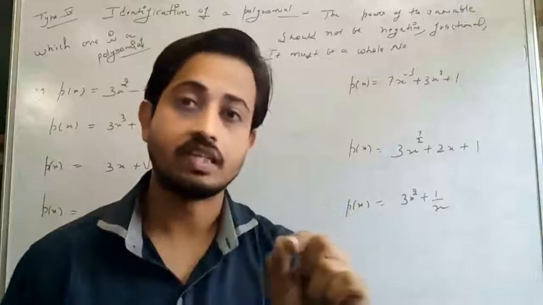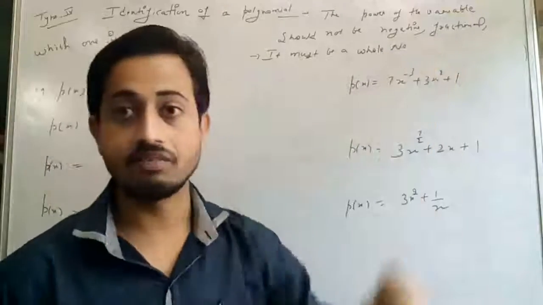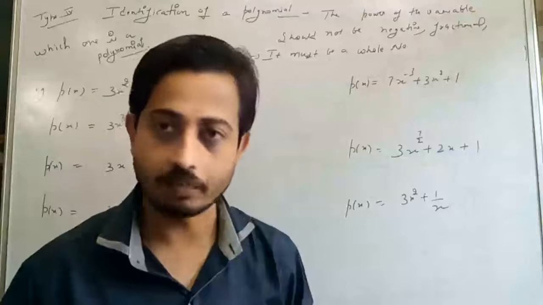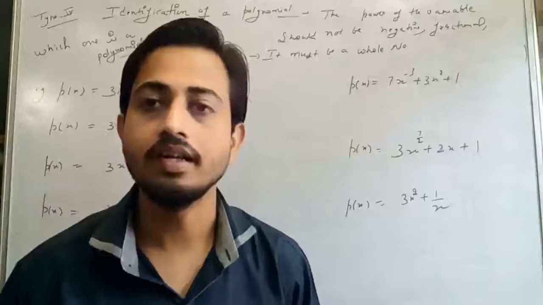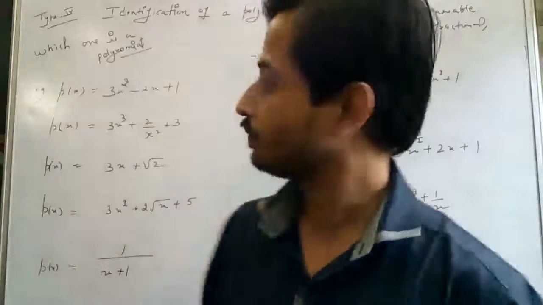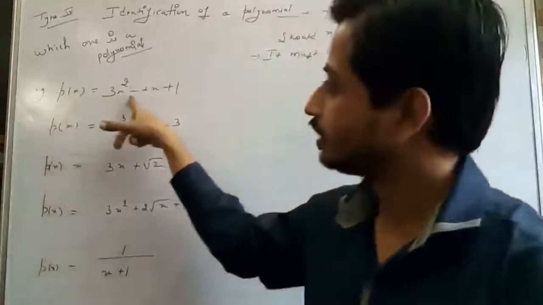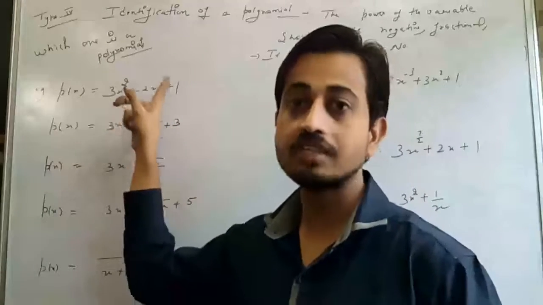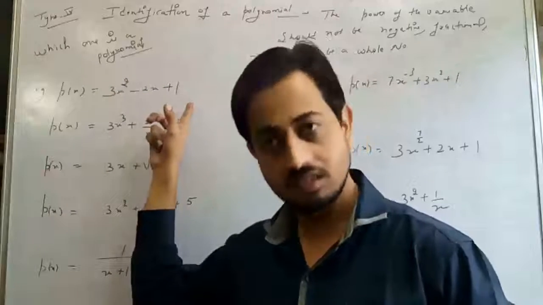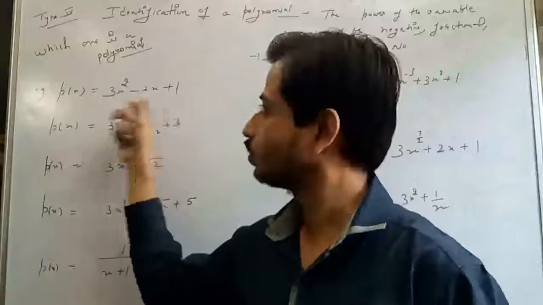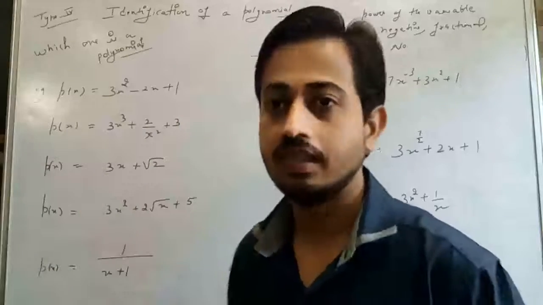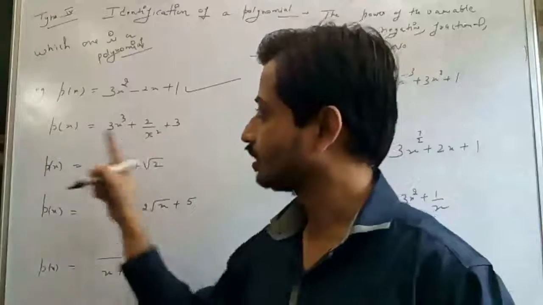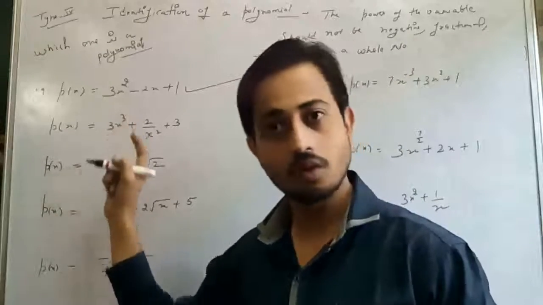So if you find any term with a negative or fractional power, and the remaining terms are in proper form, that expression is still not a polynomial. Look at our first example: 3x square minus 2x plus 1. Here the power of x is 2, here the power of x is 1, and in this the power is 0, as we already discussed. So there is no negative power, no fractional power. It means this is your polynomial. Now look at this 3x cube. The power is 3, which is a whole number.